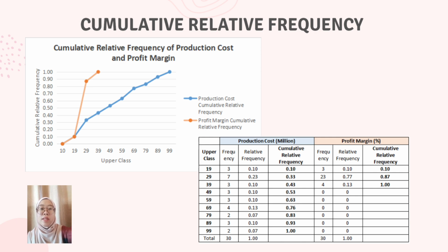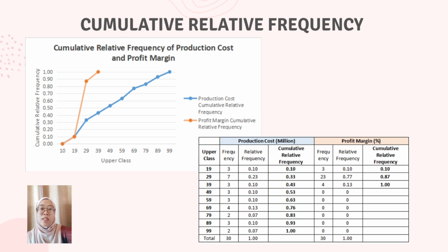Between the 10 and 29 intervals, the profit margin curve is significantly steeper than the production cost curve, showing faster accumulation. After the 39 upper class interval, the profit margin curve flattens, indicating that most profit margins are already accounted for, while the production cost curve continues to rise steadily.